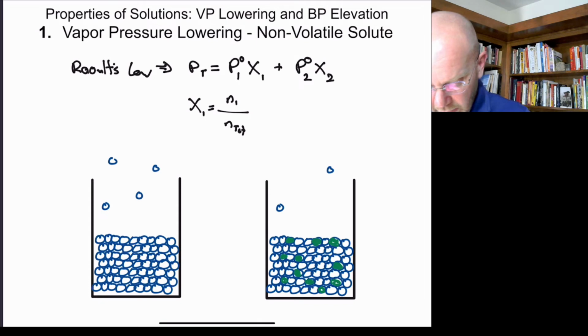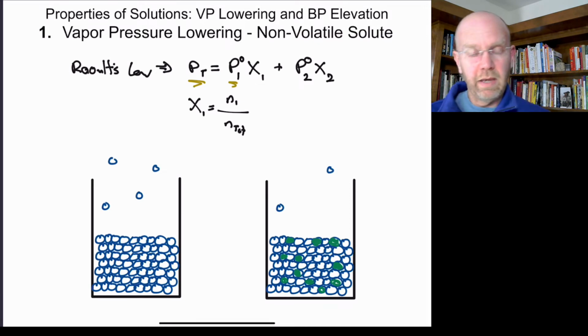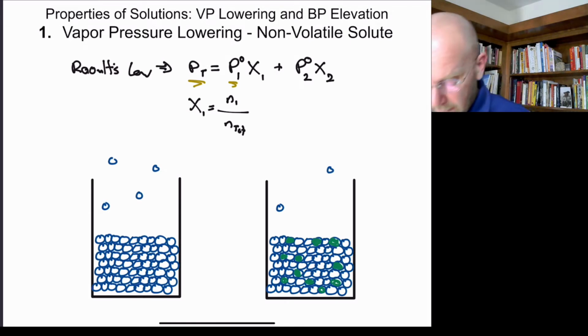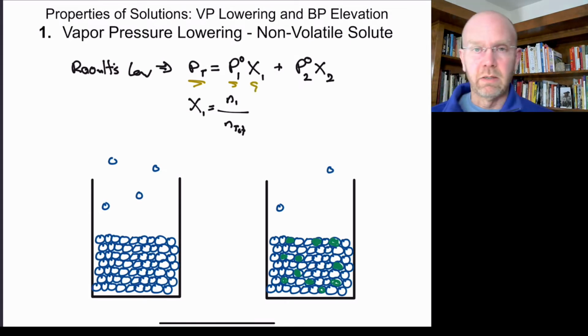The total pressure of a solution is going to be equal to the vapor pressure of that pure solvent, P1. I'm going to call P1 the vapor pressure of the solvent if it were pure, times the mole fraction of that solvent.